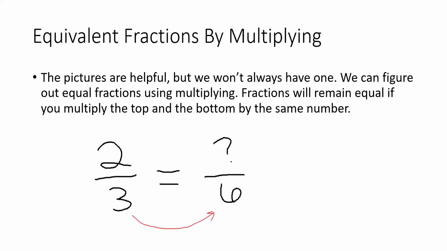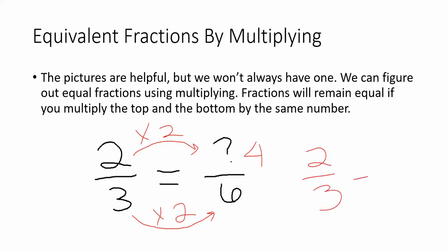So I'm going to start by looking at the denominator, because that's where I have numbers in both fractions. So I have 3 and 6. I know that in order to get from 3 to 6, I multiply by 2, because 3 times 2 equals 6. Whatever I do to the bottom, I need to do to the top. So I'll multiply the top by 2 as well. 2 times 2 equals 4. So this tells us that 2/3 is equal to 4/6.